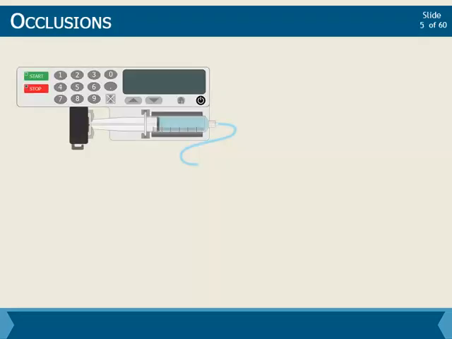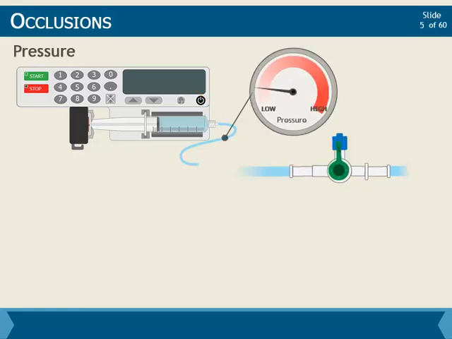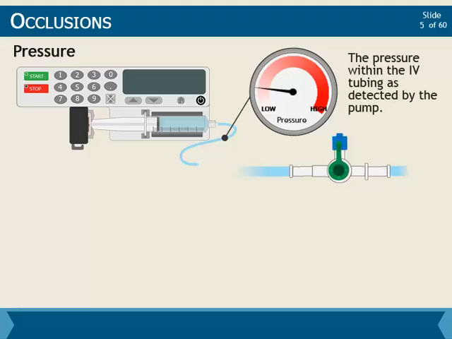The first topic we will discuss is occlusion detection. However, before talking about occlusion detection, we must quickly discuss pressure. The pressure we are talking about in this module is the pressure within the IV tubing as detected by the pump. Please note that this is not the vascular pressure.